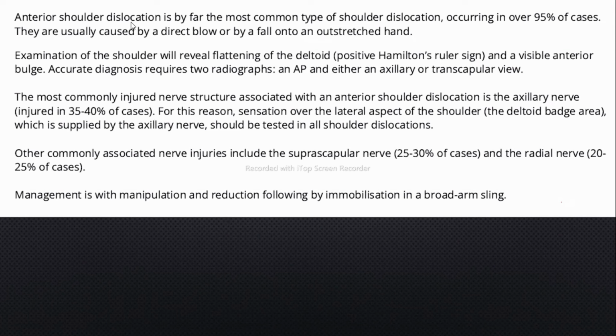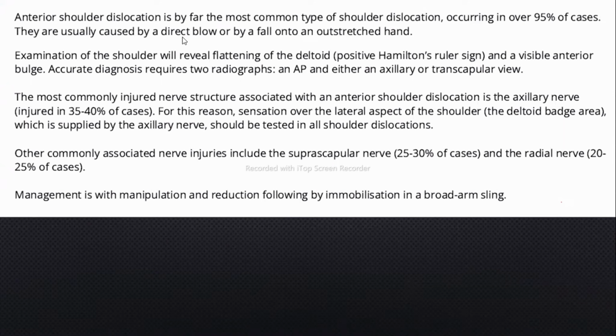So anterior shoulder dislocation is the most common type of shoulder dislocation. Also, they can ask you in such questions, for example, which is most common? So you can choose anterior. Any wording like that they can ask you in the exam.